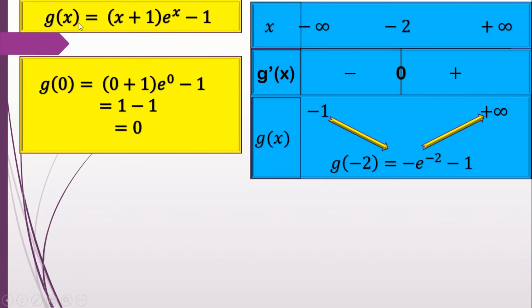Now we have G of x is x plus 1 exponential x minus 1. We should calculate G of 0, which is 0 plus 1, exponential 0 minus 1. As you see, it's 1 minus 1, it gives us 0, since exponential 0 is 1.